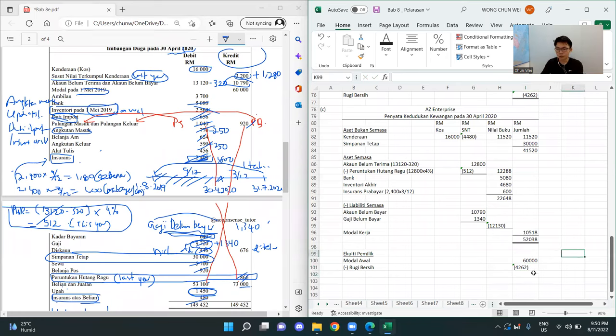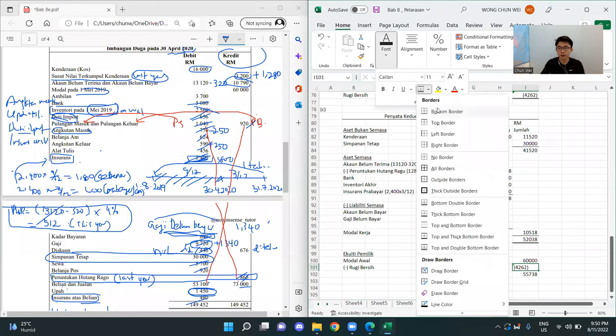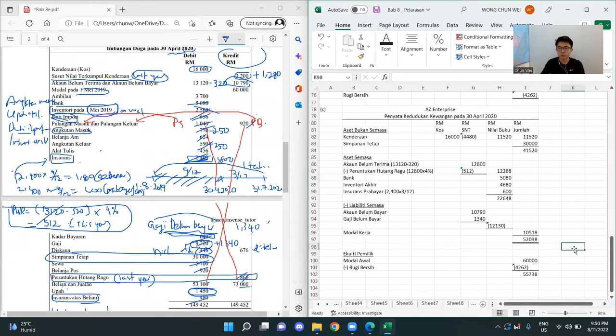62. So you minus, let's see what do you get. You get 55,738. Alright, 55,738. And then you have to check. Do we have ambulan? And you go back here, you check. Hey, I saw my ambulan here. Is it not? So if there is an ambulan, I have to minus it out as well.